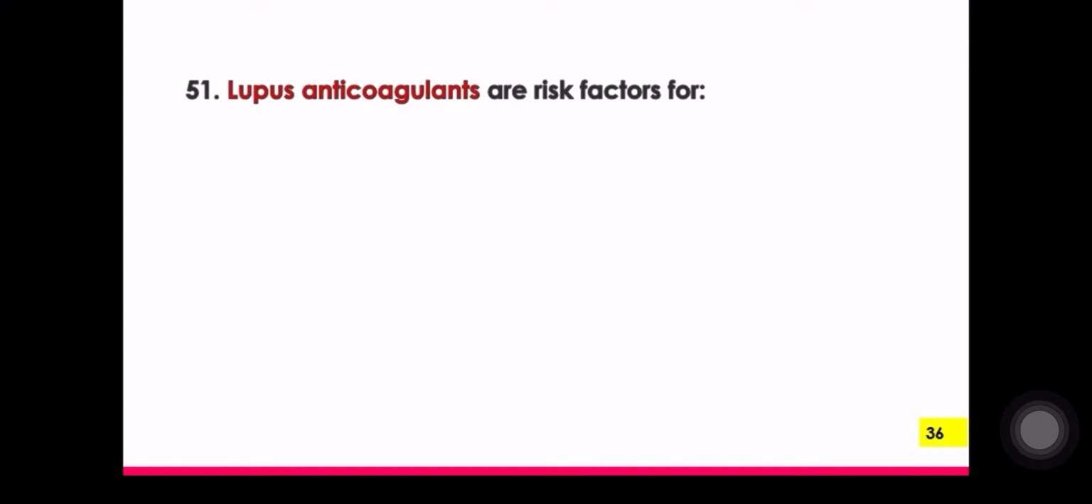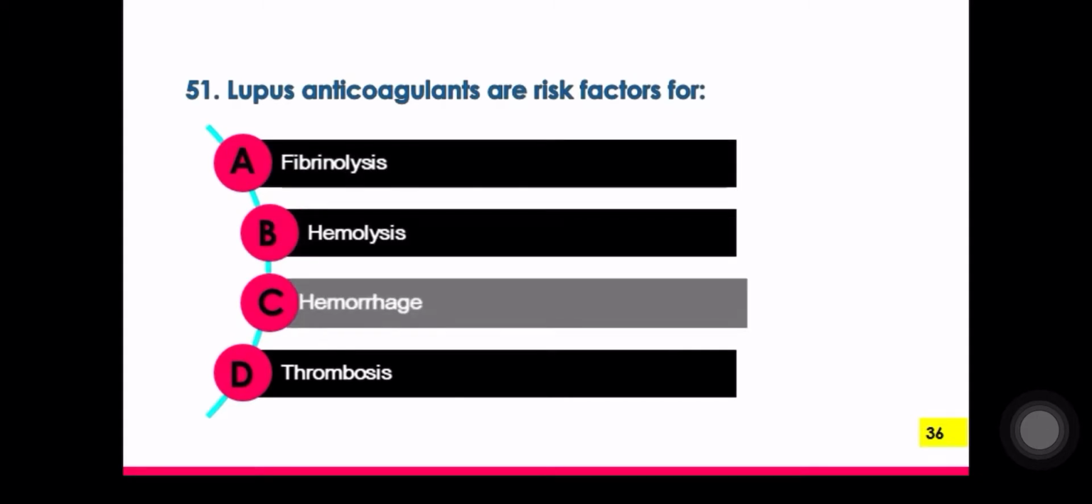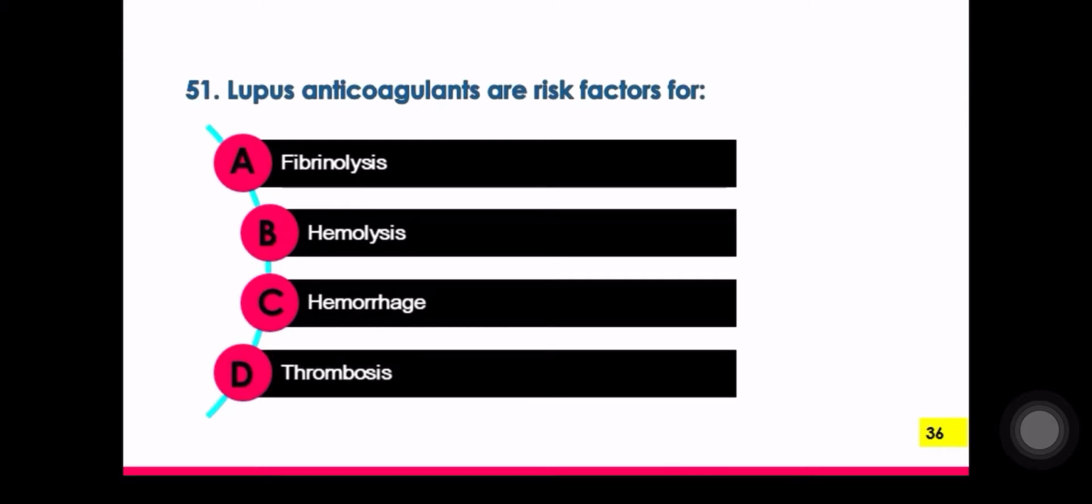Next, for number 51. Lupus anticoagulants are risk factors for what? Is it letter A, fibrinolysis, B, hemolysis, C, hemorrhage, or letter D, thrombosis? Again, lupus anticoagulants are risk factors for... Okay, so the correct answer po is letter D, thrombosis po.